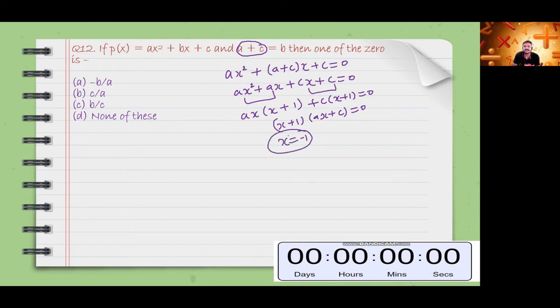So x will be equal to minus 1. This will be the first zero. And x will be equal to minus c by a. This will be the second zero. Minus c by a is not in any option. So that's why the answer is none of these. Okay. They can ask you like this also: if minus c by a is one of the zeros of this polynomial, what is the other zero? So the answer in that case will be minus 1. Okay. Is it clear to everyone?